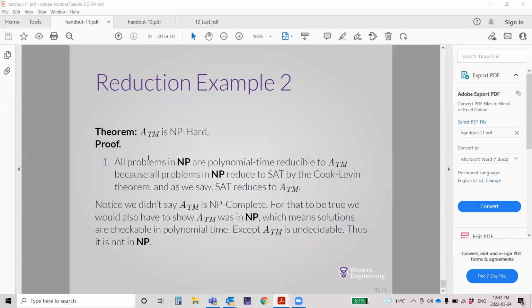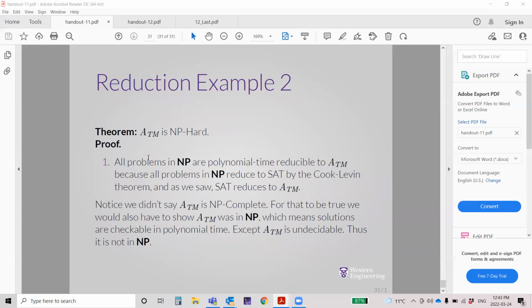So ATM is NP hard. And we said that NP hard is the most complex class of problems. All the problems in NP are polynomial time reducible to ATM, because all the problems in NP reduce to SAT by the Cook-Levin theorem. And as we saw, SAT reduces to ATM. Notice we didn't say ATM is NP complete.